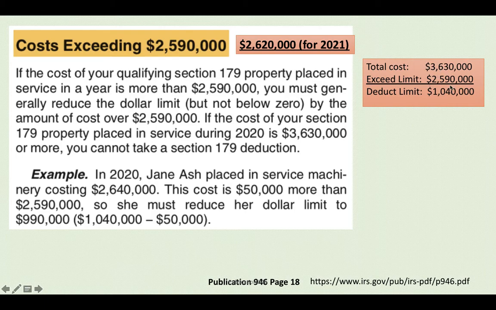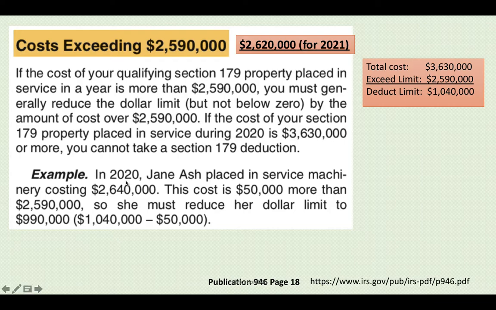Basically this number is the exceed limit plus the deduction limit, right? So that's how they get it. If you have 3.63 million, you basically cannot do 179 property expensing at all. I guess they try to limit the bigger ticket items, right?